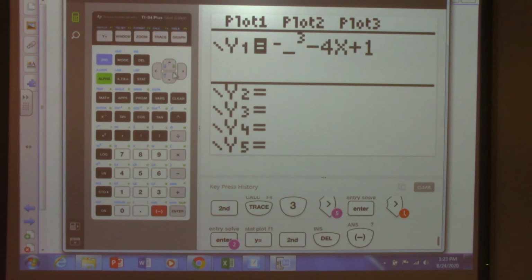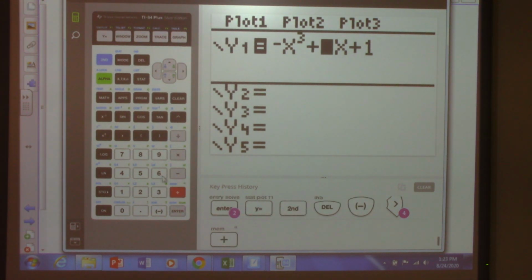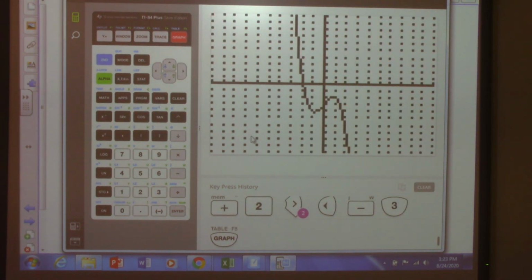we have negative x cubed plus 2x minus 3. Okay, is that right? Oh my, yeah, you can see it. So is that what it looks like? Yeah.